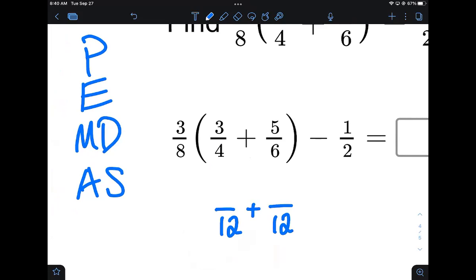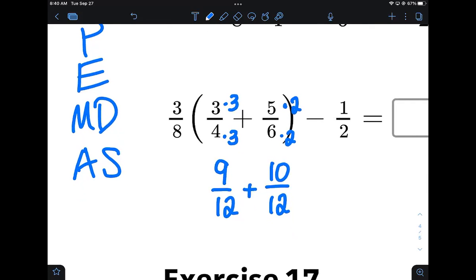I can do that by multiplying 4 by what? 3, which means 3 by 3, and multiplying 6 by what? 2. Okay, so 5 by 2. All right, Olivia, what is 3 times 3? 9. And what about 5 times 2? So 3/4 plus 5/6 is the same as 9/12 plus 10/12. We have a common denominator, so we can add these now. Olivia, back to you. 9 plus 10. 19. All right, so 19/12.